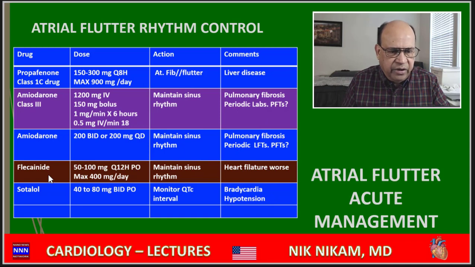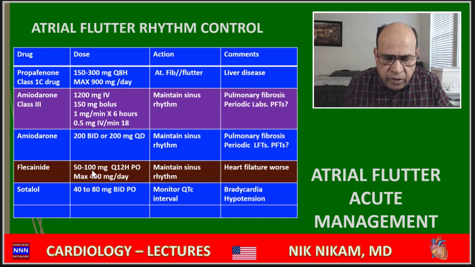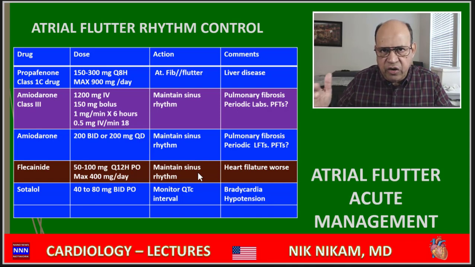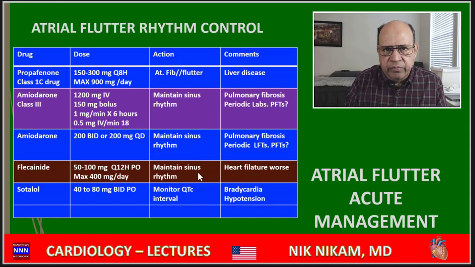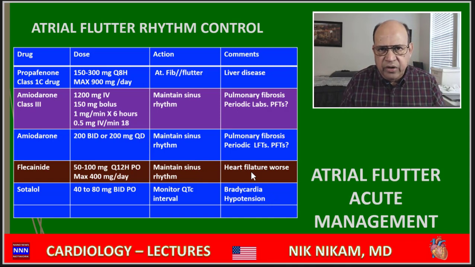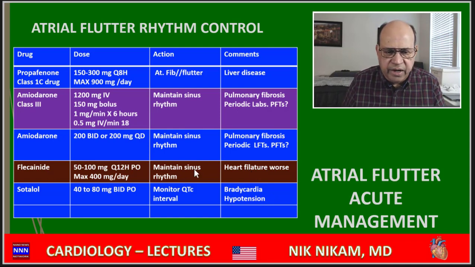Flecainide is another antiarrhythmic drug. It is used in a dose of 50 to 200 milligrams every 12 hours, used for maintaining sinus rhythm in a patient with atrial flutter. It can be used long term. However, we need to be cognizant of the fact that flecainide can make heart failure worse. So make sure that you have ruled out ischemic heart disease. Make sure you have left ventricular function data available before you start these patients on flecainide.